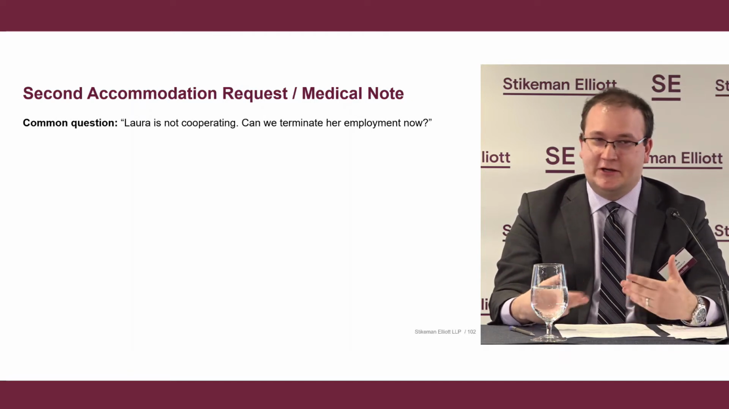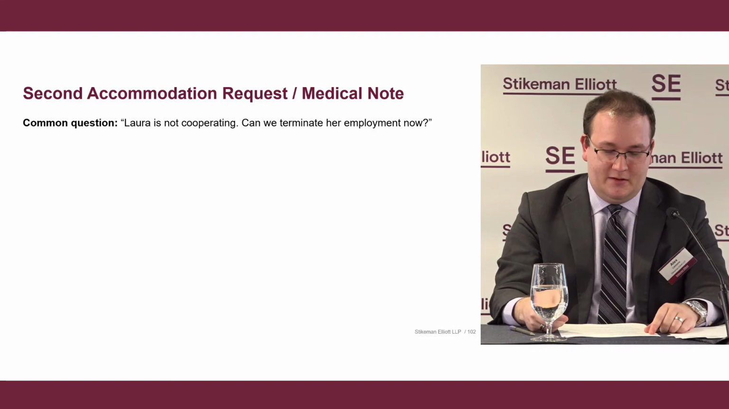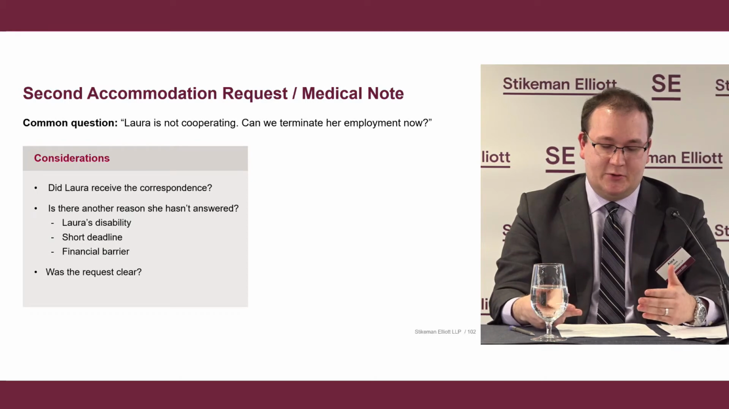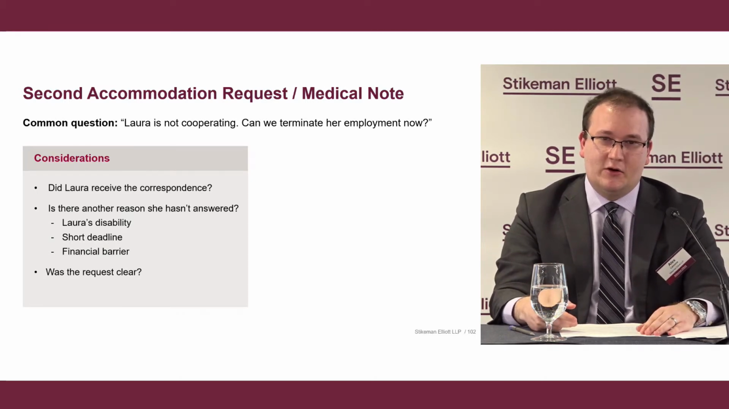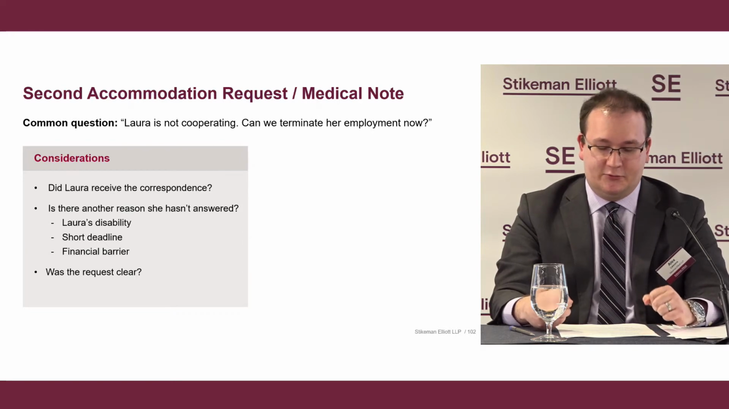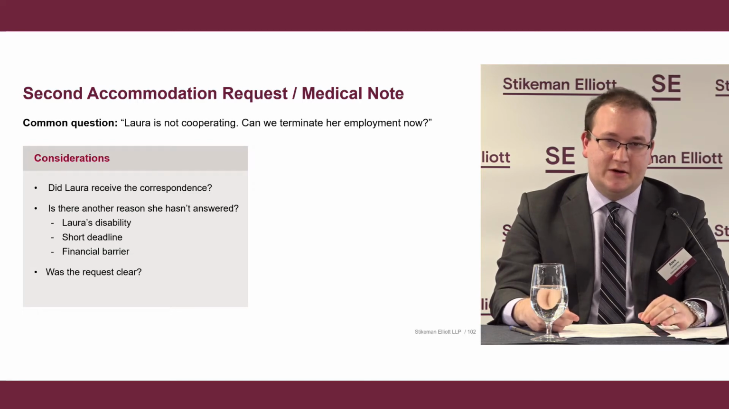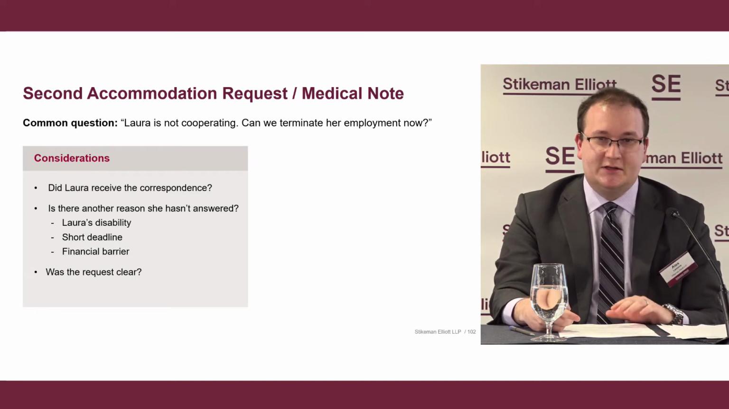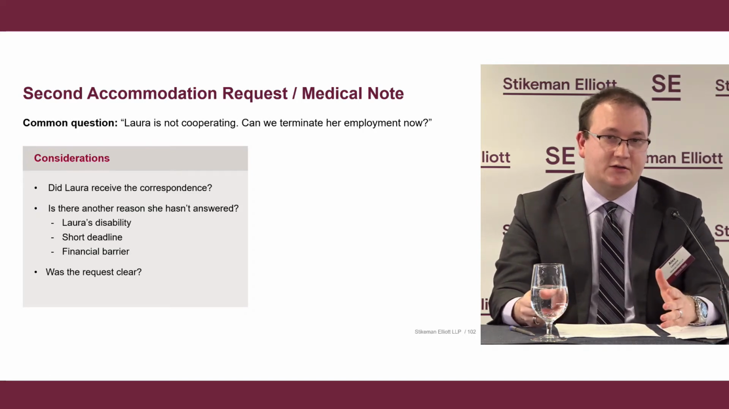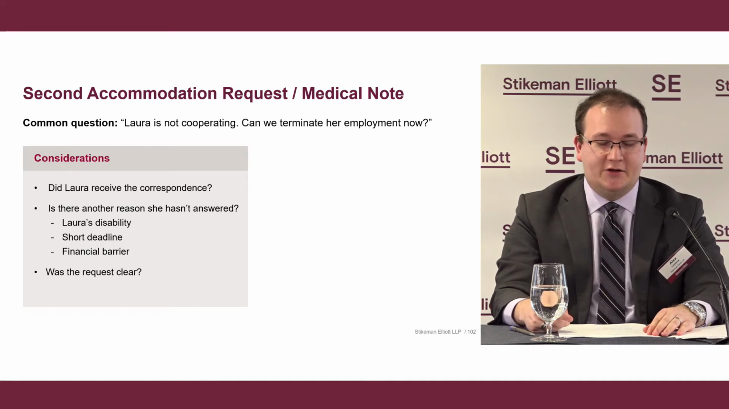And in fact, I can actually hear that in the voices of some people in the room. But let's peel that back a little. So, some considerations. Do we have confirmation that Laura actually received this correspondence? Do we even know if she's checking her email? How could we possibly know that? Did we use everyone's favorite tool when something is urgent and you want someone to read something, the read receipt? Could there be another reason that Laura hasn't answered? Has Laura's disability prevented her from being able to answer? Was the timeline too short? Short answer, yes.